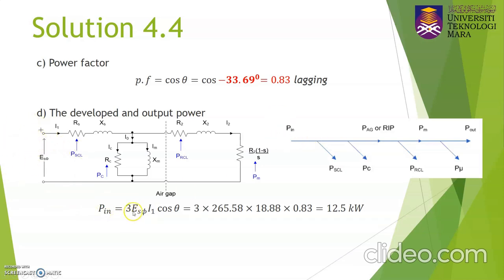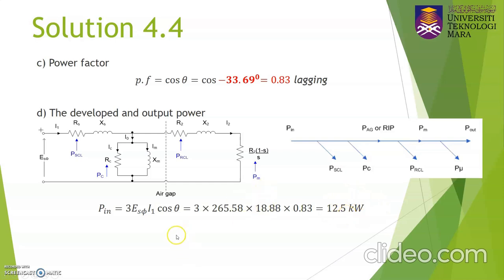P in is equal to 3 multiplied by E S phase multiplied by I1 cos theta. Based on the previous slide, you know the value of E S phase and the value of I1, then you just substitute here. You get that P in is equal to 12.5 kilowatt.